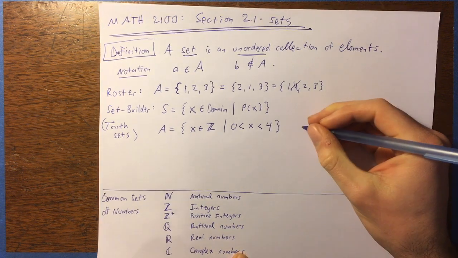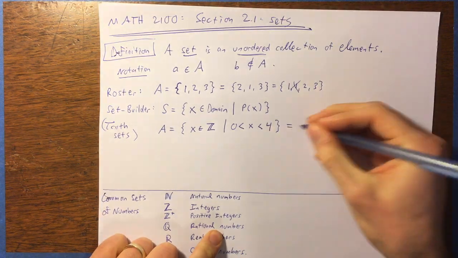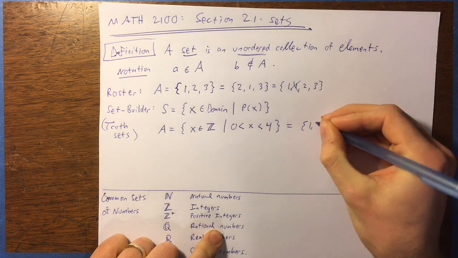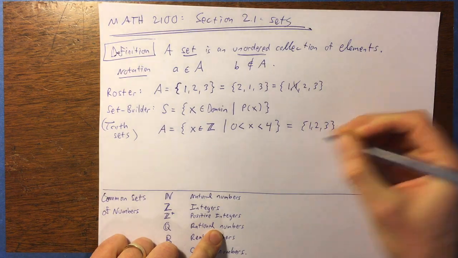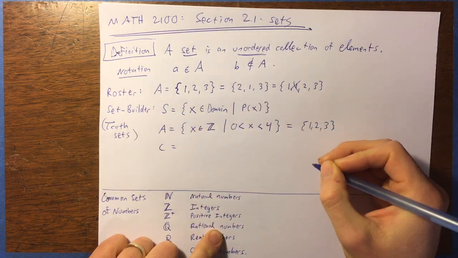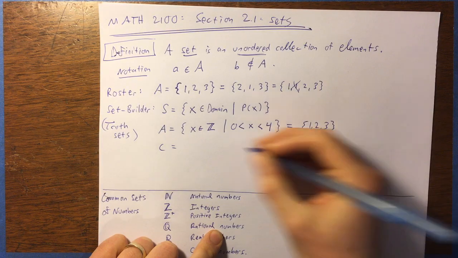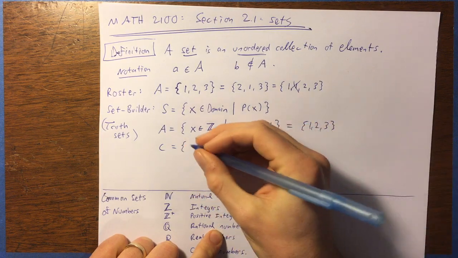One other example that I want to mention, I forgot. This is the set 1, 2, 3. Just wanted to point out that's the same thing. Another example I wanted to mention is here. I'm just kind of showing you what this can look like.